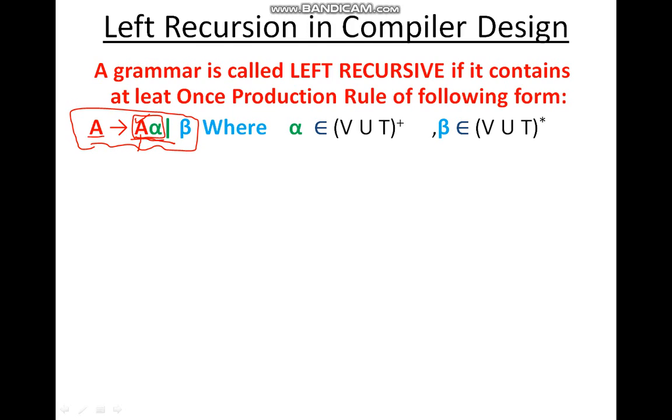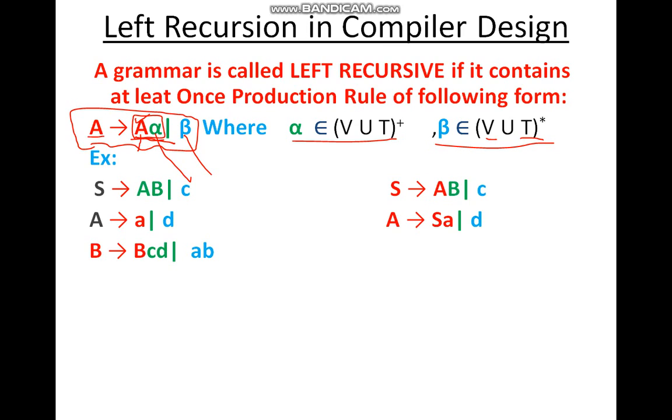Okay, and what is alpha and what is beta here? Alpha could be any string of variables and terminals. And beta could be epsilon, including any string of variables or terminals. Okay, let's see its example.